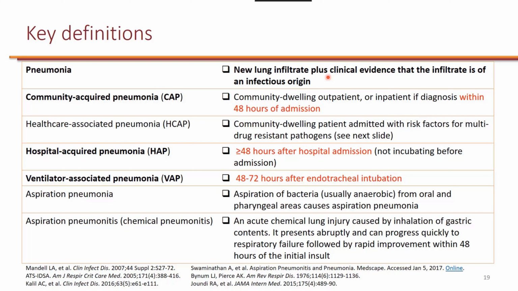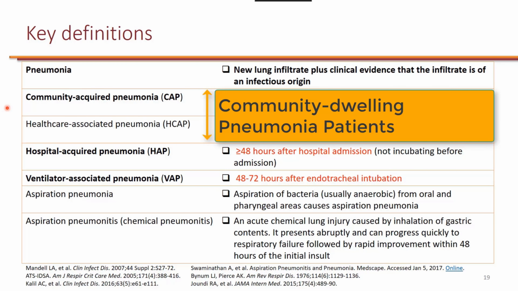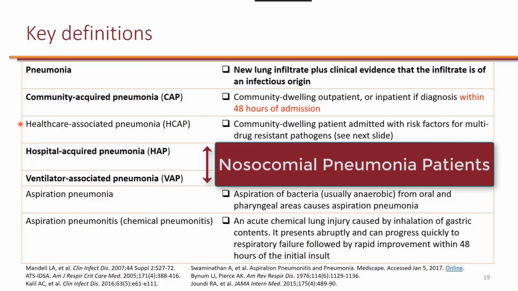Now, generally speaking, there are two types of pneumonia patients. There are community dwelling patients, which means that there are patients who are not hospitalized, so they are residing in the community, and that consists of community-acquired pneumonia and healthcare-associated pneumonia. So these two types of pneumonia patients actually reside in the community. Whereas we have nosocomial pneumonia, and patients with nosocomial pneumonia will be residing in the hospital. So the two types of nosocomial pneumonia are hospital-acquired pneumonia and ventilator-associated pneumonia.